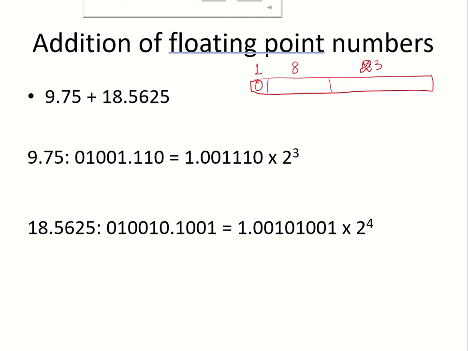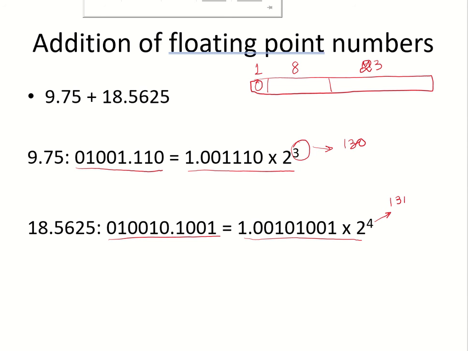How is 9.75 going to be stored in the machine? This is the representation of 9.75 in binary. This we have covered in one of the earlier lessons. And if I normalize it, this is what I get. If I store the exponent in excess 127 representation, this would be 130. This is the representation of 18.5625 in binary. If I normalize it, I get this, and this exponent in excess 127 representation would be 131.